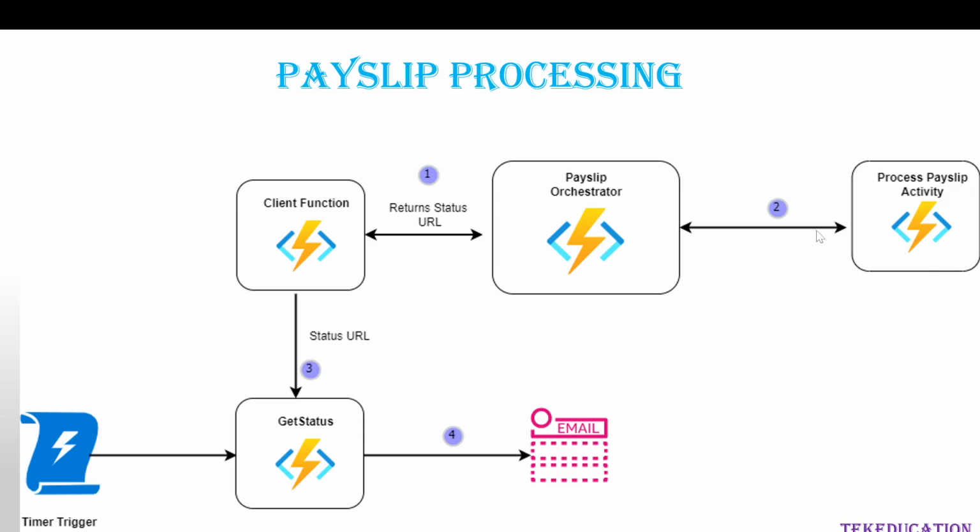So rather than waiting, it sends us the status URL. This status URL, it sends it to the orchestrator. From orchestrator, it comes back to the client function. The client function, instead of keep polling it, sends this particular status URL to another function called get status. This get status function will keep polling this particular status URL, maybe every half an hour or 1 hour. Once the status is completed, it is sending an email notification to the user. This get status function is not an activity function. This could be a timer trigger or any other stuff.